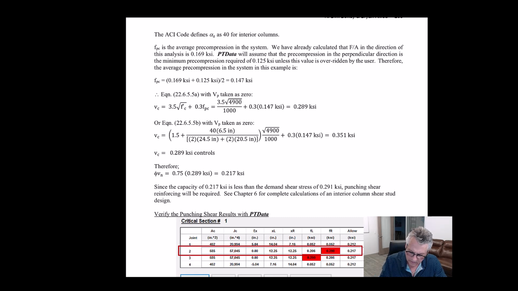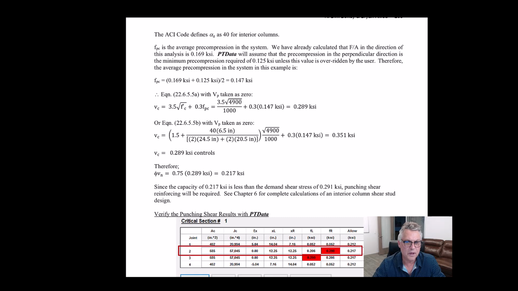We've already calculated that the direct compression in the slab is 169 PSI. Now, the code says we're taking the average pre-compression. This is two-dimensional, we're getting pre-stressing from 2 dimensions. We're checking punching shear on a 3-dimensional system. Our analysis is only in one direction, and in our one direction, we've got 169 PSI compression. PT data is not sure what you're designing in the perpendicular direction.